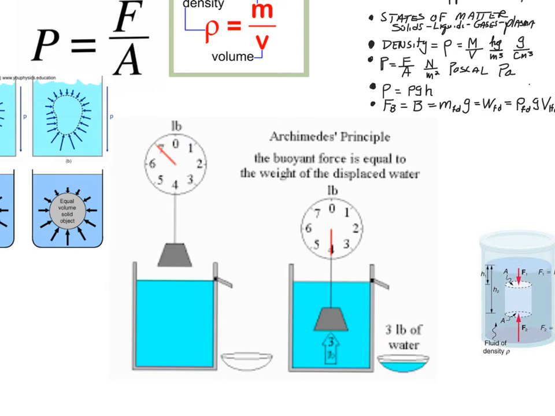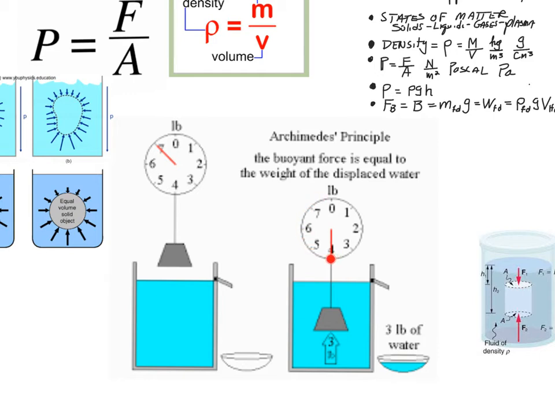And here's a demo that I would do in class if we were in class. I would take a weight and put it on a scale and see how much it weighed. So let's say this weighs 7 pounds. Let's call it newtons because that's what we're familiar with, 7 newtons. Then I put it in the water and the scale drops. You see there is a buoyant force on it. It drops by 3 newtons.